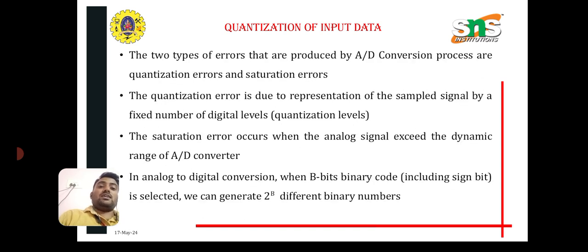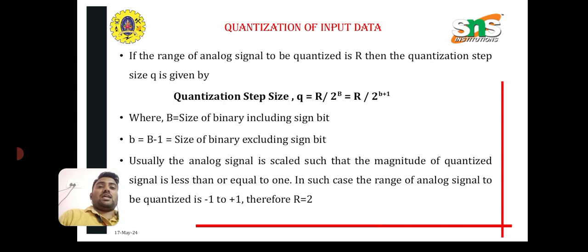In A to D conversion, when a B-bit binary code, including the sign bit, is selected, we can generate 2 power B different binary numbers. Okay, and this is a very important one, that is the quantization step size, which is represented by delta or q. Q equal to R divided by 2 power B, which is equal to R divided by 2 power small b plus 1, where capital B is the size of the binary code including the sign bit.